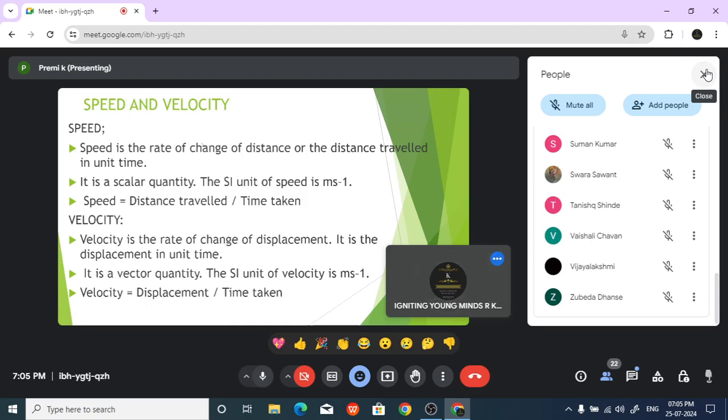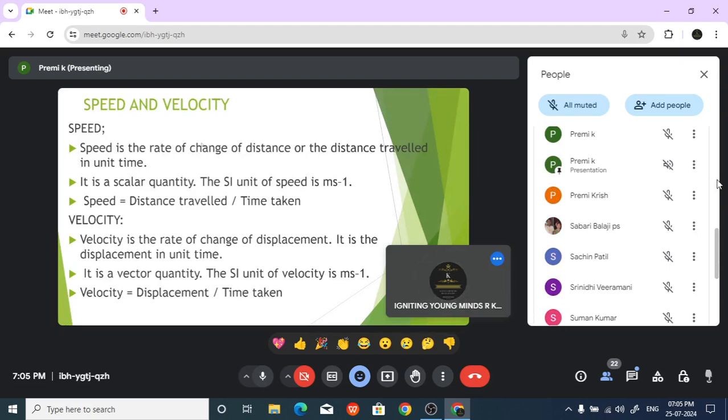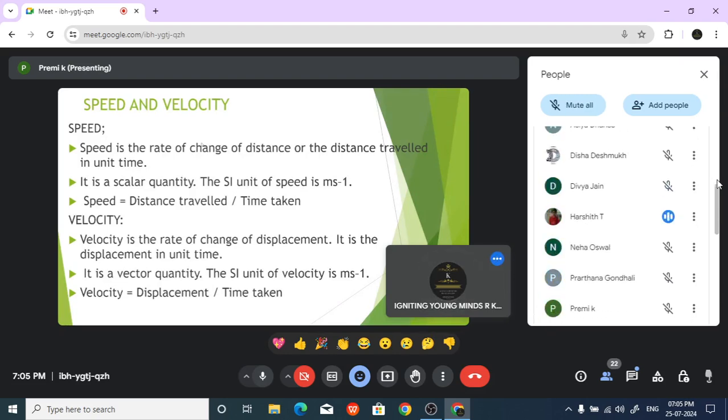Am I correct? Yes, sir. Why 5 by 18? Can anybody say the reason why 5 by 18? Premi, you need not interfere, keep quiet. Now, others. Students, why 5 by 18? Sir, because 1 kilometer is equal to 1000 meters and 1 hour is equal to 3600 seconds. Okay, 1000 divided by 3600. Am I correct? Yes, sir. So when you simplify, it becomes 5 by 18.